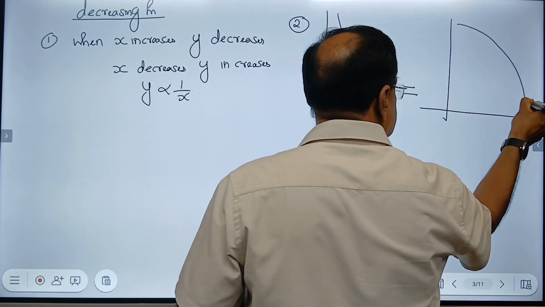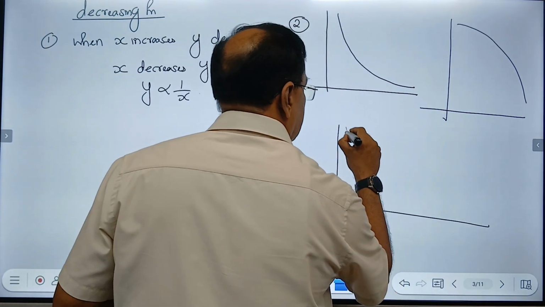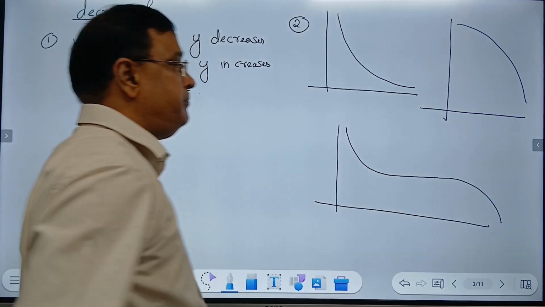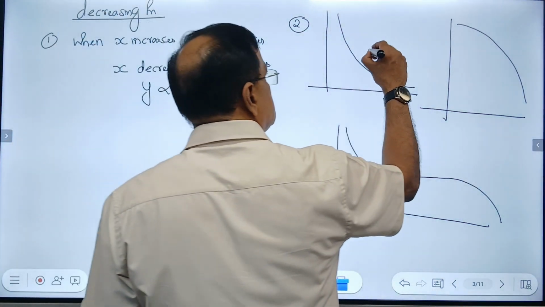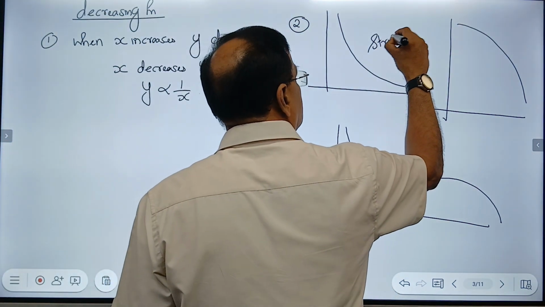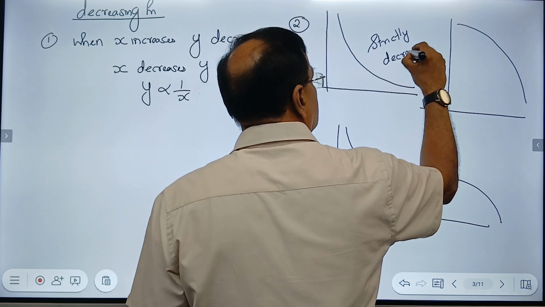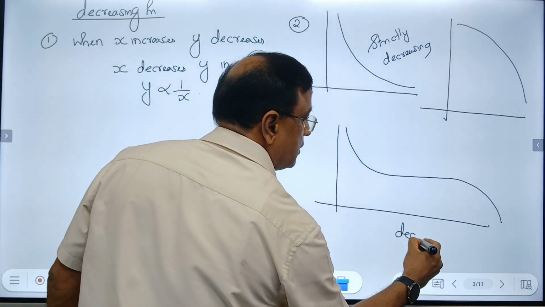It can be like this, or it will decrease, stagnate for some time, and then decrease. Okay, so diagram 1 and diagram 2 are strictly decreasing, whereas this is just decreasing.